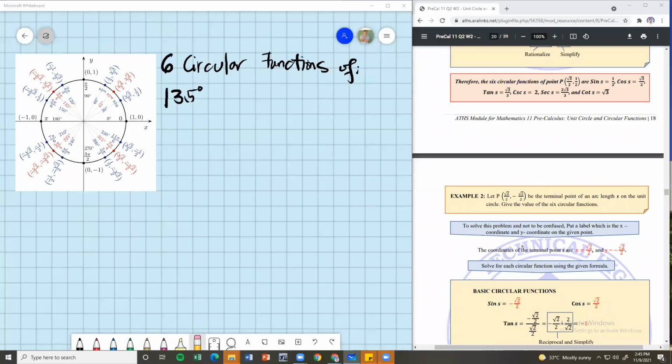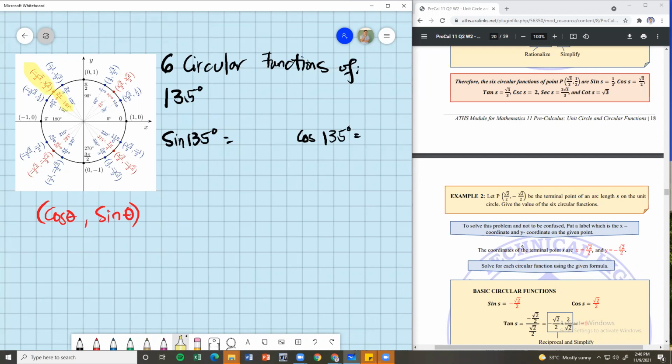So find the 6 circular functions of 135 degrees. Of course, the easiest part here is to get the sine 135 degrees and your cosine 135 degrees. Okay? And always remember that the coordinates of these points will always be cosine theta and sine theta. Now, let's identify where 135 degrees is. There it is.